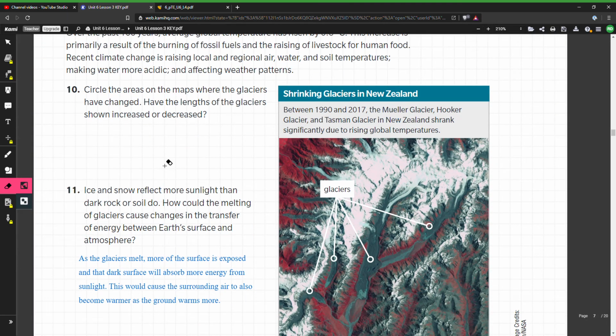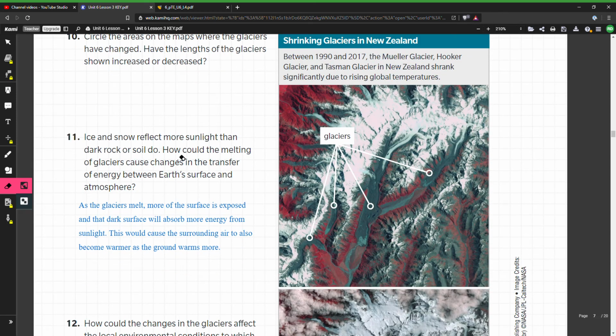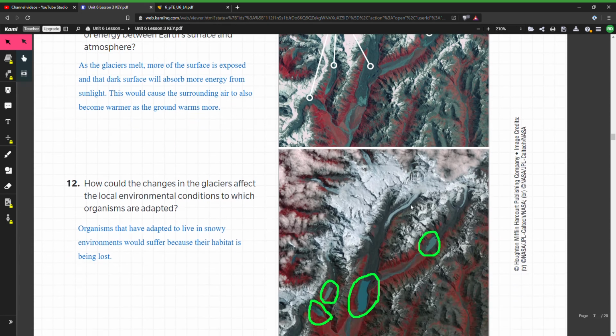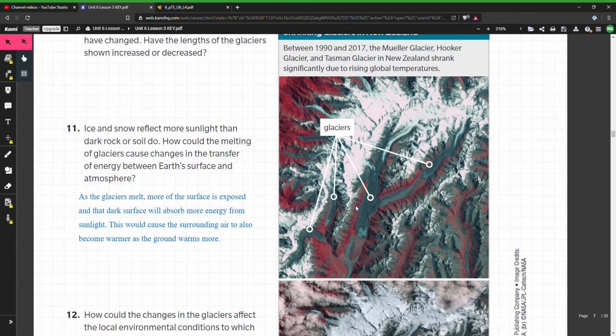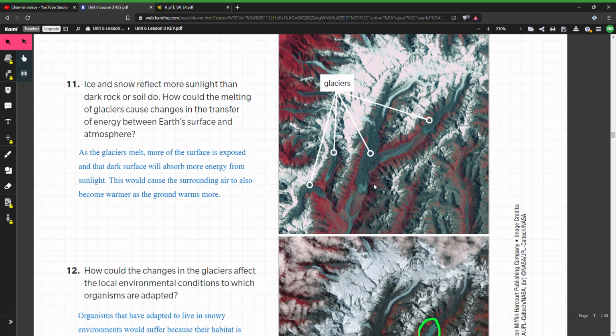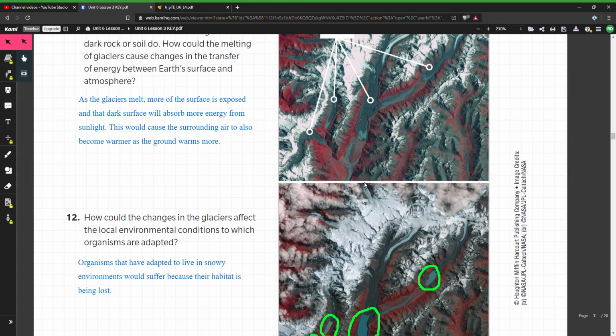Circle the areas in the map where the glaciers have changed. Oh, I did on the second one. So here's the picture. You have the glaciers, and you can see that the glaciers are this dark, grayish color.